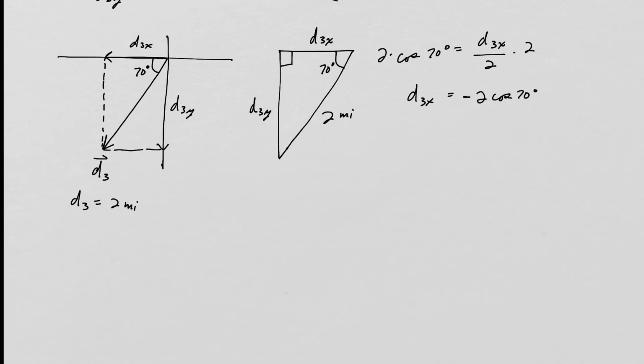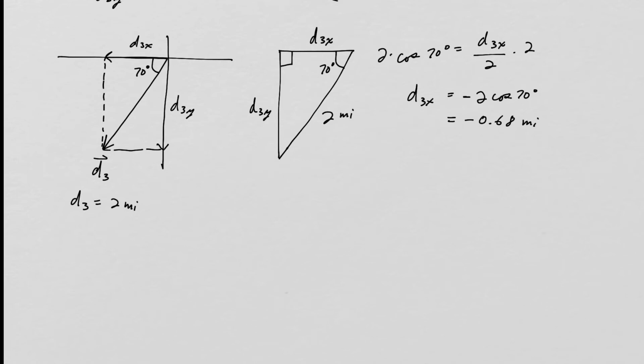So it's often easier to use just a reference angle because then you just have right triangles. It's like right triangle trigonometry. But then to get the correct sign, whether it's positive or negative, you have to look at the picture. That's important. You have to add that at the end. Okay? So in this case, d3x is going to be negative 0.68 miles. So this turns out to be negative 0.68 miles.